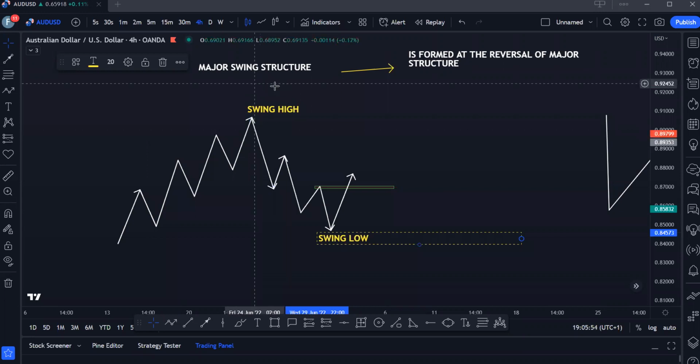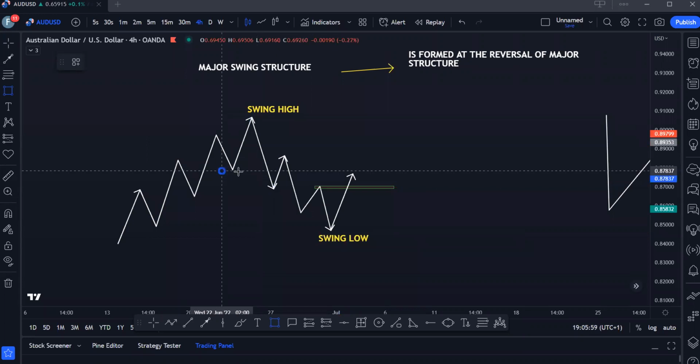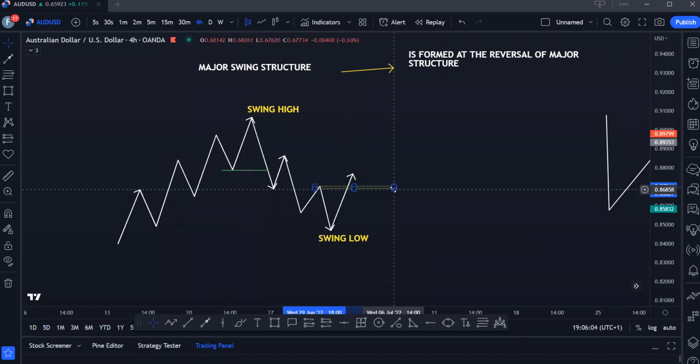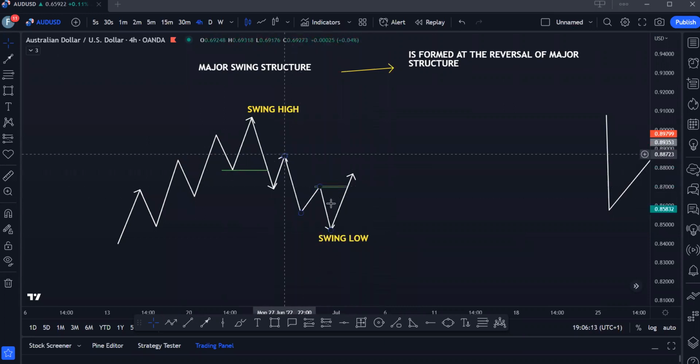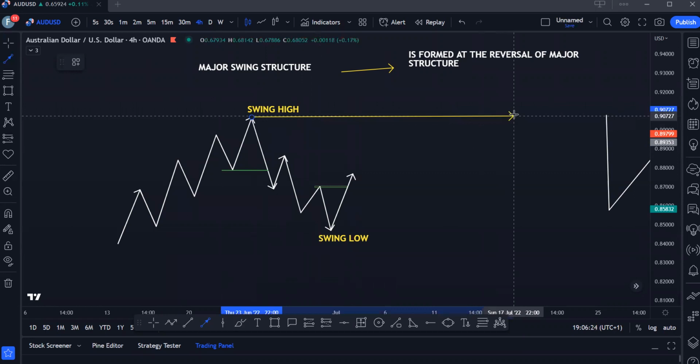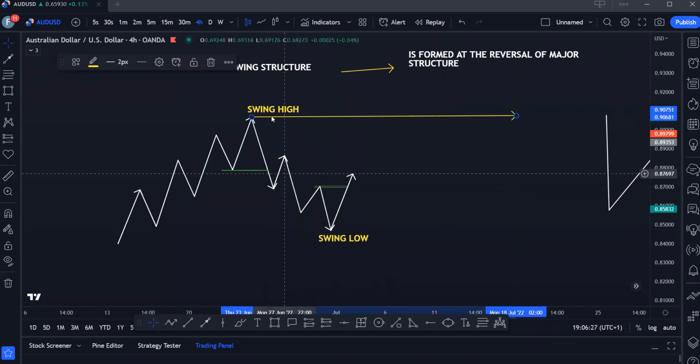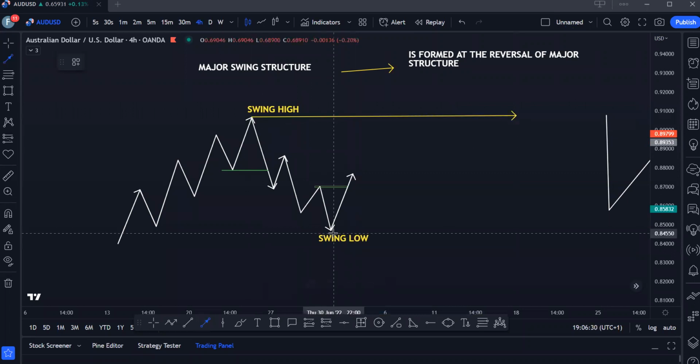A swing high is formed when we see a reversal of major structure, and a swing low is formed when we have a reversal here of major structure. So major swing structure is made up of swing highs and swing lows. Let me use this. A lot of times this will not become protected. The swing high will become protected like so. So this is a swing low.